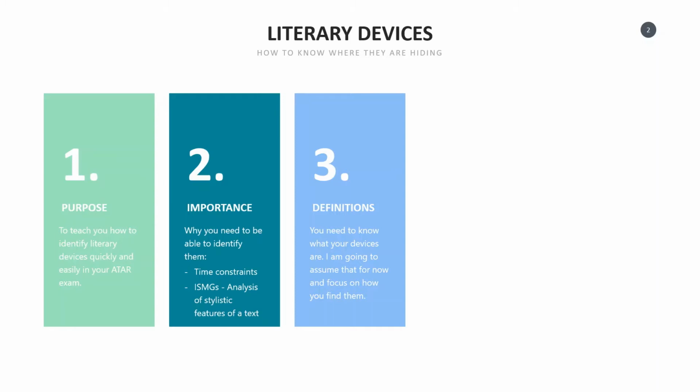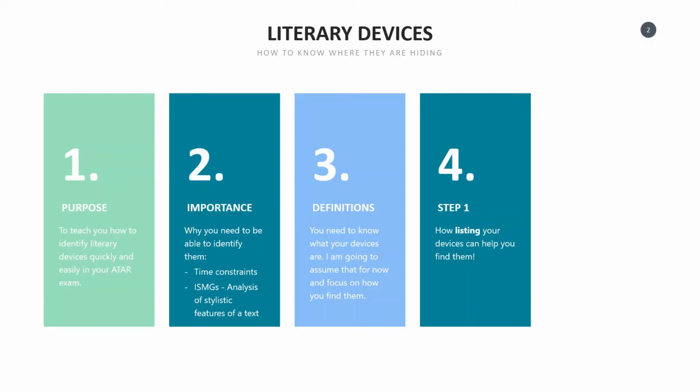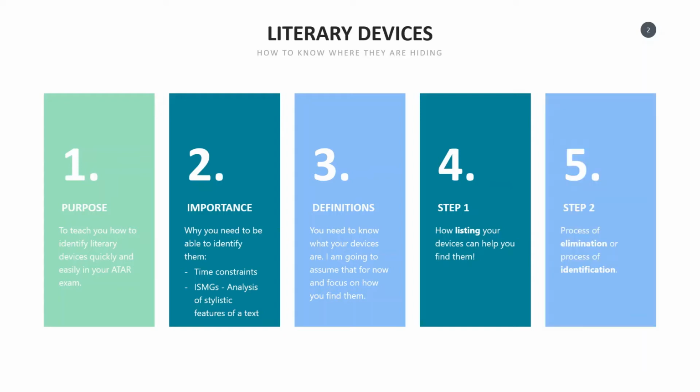Now, there are two steps to being able to identify literary devices quickly and easily. Step 1 involves you listing all the important literary devices. So you need to memorize these and be able to recall them quickly and write them down. Step 2 involves you finding your devices, and that is either through a process of elimination or a process of identification. So we're going to have a look at what those processes involve now.